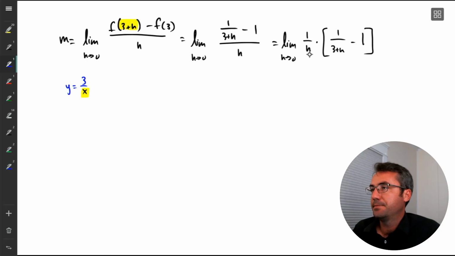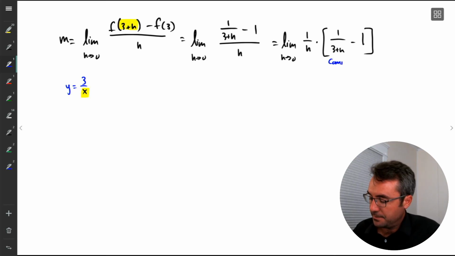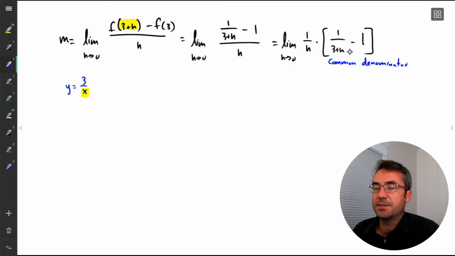All right. So now we've got to work with this expression in the brackets here. And our standard technique for that is to use the common denominator method. So we want to actually do the subtraction here. We want to get this into one fraction.